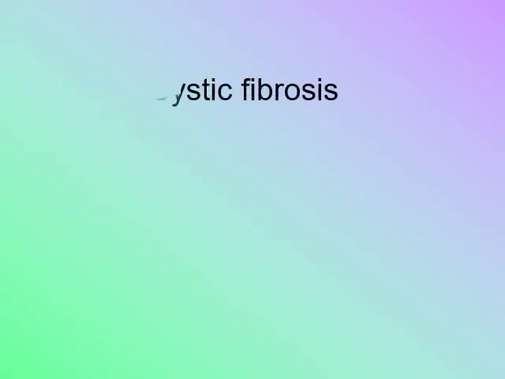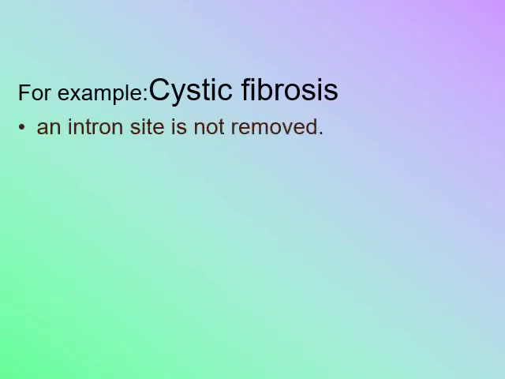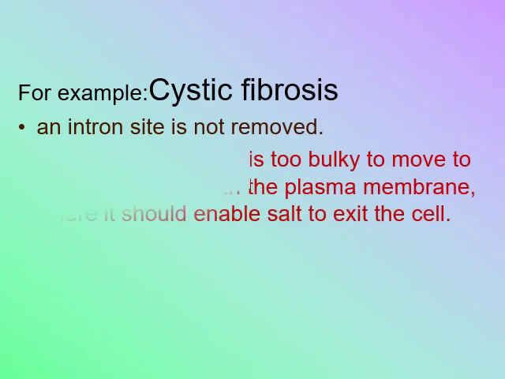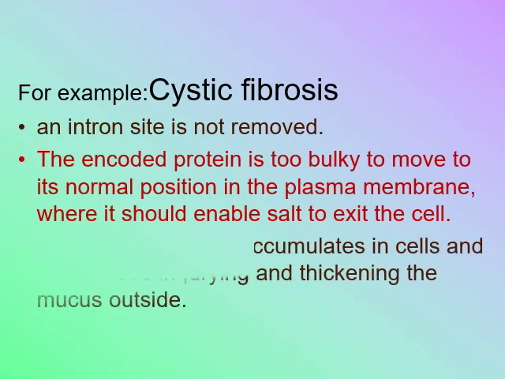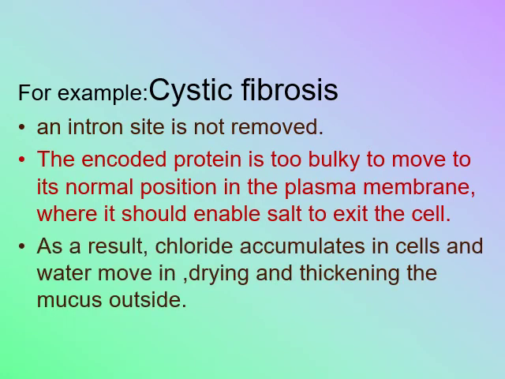For example, cystic fibrosis. In cystic fibrosis, an intron site is not removed. Instead, it is translated. The encoded protein is too bulky to move to its normal position in the plasma membrane, where it should enable salt to exit the cell. As a result, chloride accumulates in the cells and water moves in, causing drying and thickening of the mucus outside.